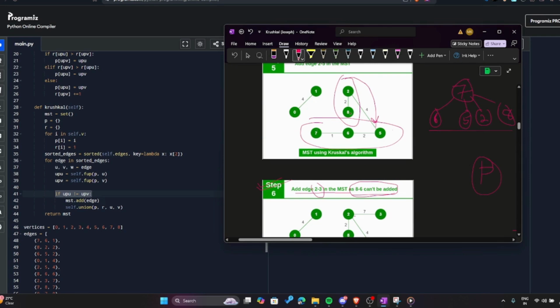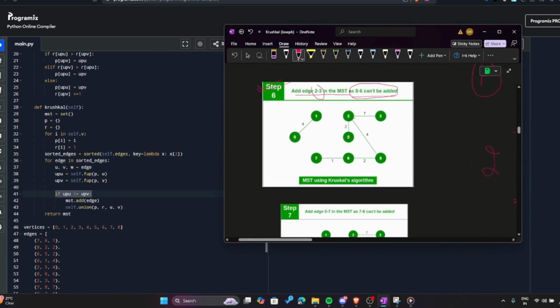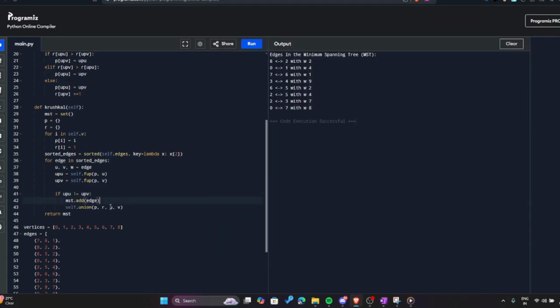Things cannot be connected over here because 8 and 6 happen to share the same parent. So they cannot just be connected like that. Otherwise, it's going to be added to the edges and the union performed. And if they were equal, that means it's connected, so you're not going to do anything. And finally, you can return the MST.